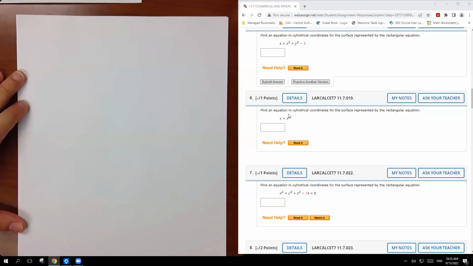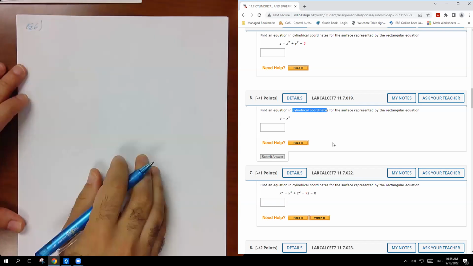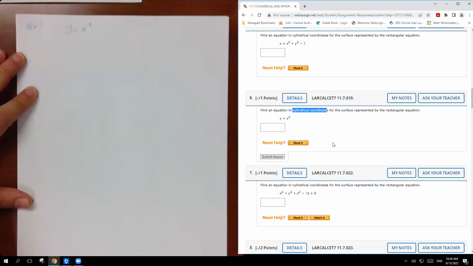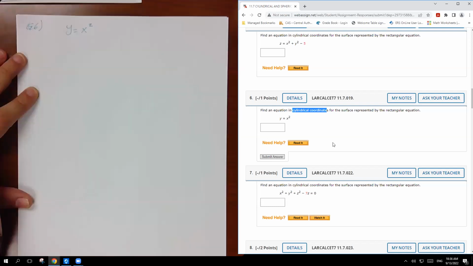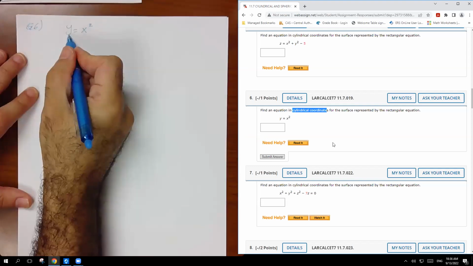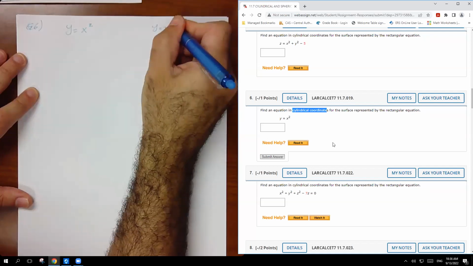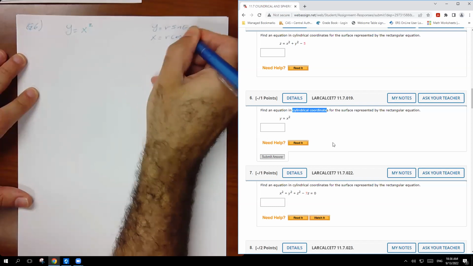They ask you the same thing. Find the equation in cylindrical coordinates. That means we have the rectangular coordinates. So question 6, we have the rectangular equation and we need to find the cylindrical. y equals x squared. So now, how are we going to change this one to cylindrical coordinates? I already know y is r sine theta, and x is r cosine theta. So I'm going to use these two formulas.